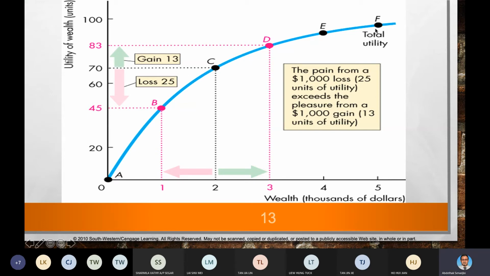Then if she takes 5,000, the utility is around 90 or something like that, or 100, I'm not sure. But we say that the average for the second is 5,000 times 50% plus 1,000 times 50%, we will get 3,000. At 3,000, how much is the utility? 83.